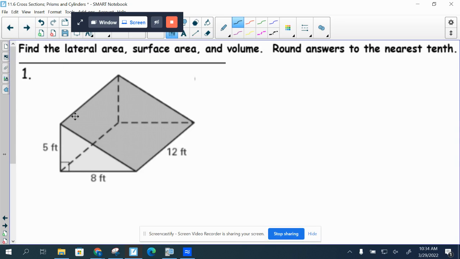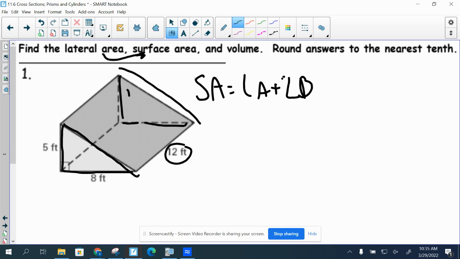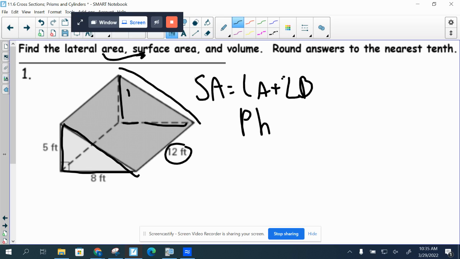And let's do 3 examples. For this one, this is a triangular prism laying on its side. So this is the triangle that's going to be the base. There's one base, and there's the other, and then 12 is the height of the prism. We're going to find lateral area just within surface area. We don't need to find it separately. Surface area equals lateral area plus 2 bases. Lateral area is perimeter times height.